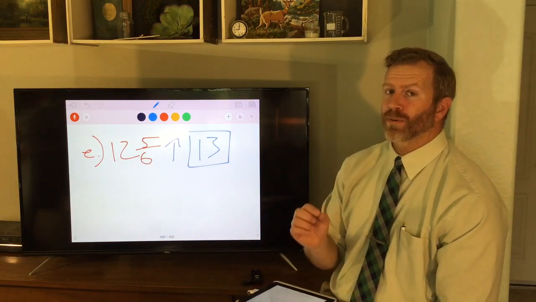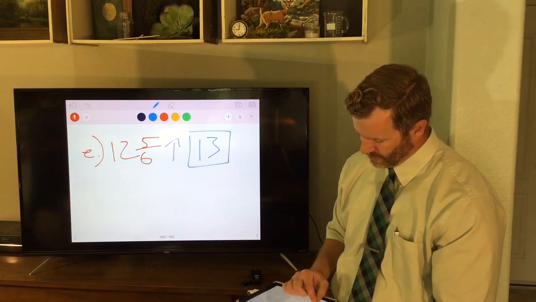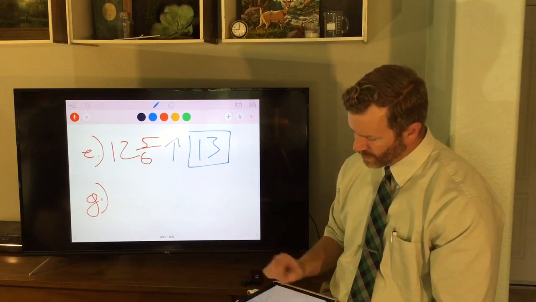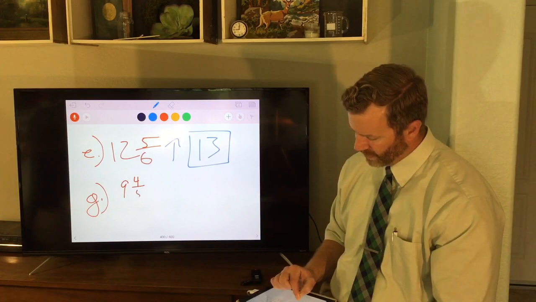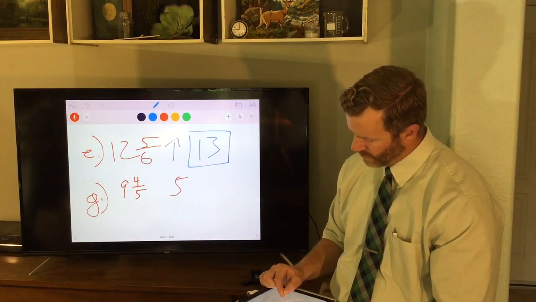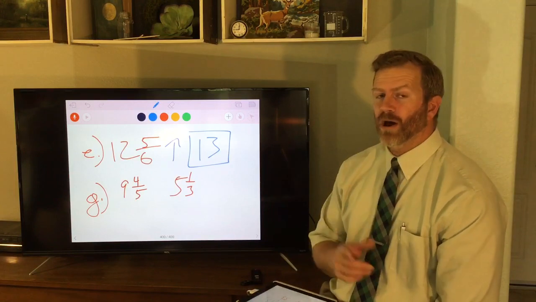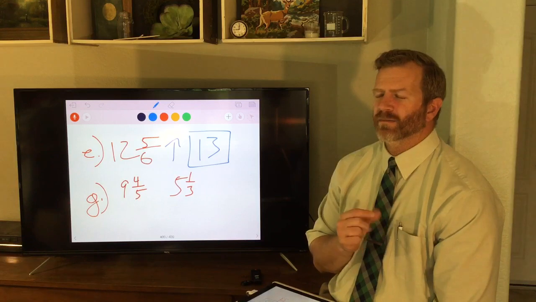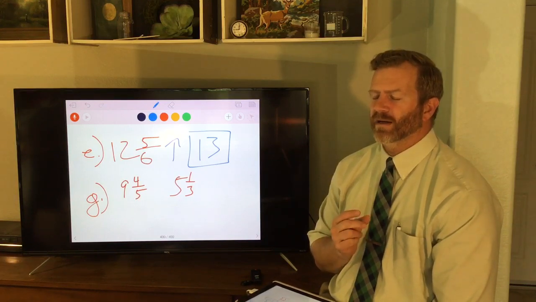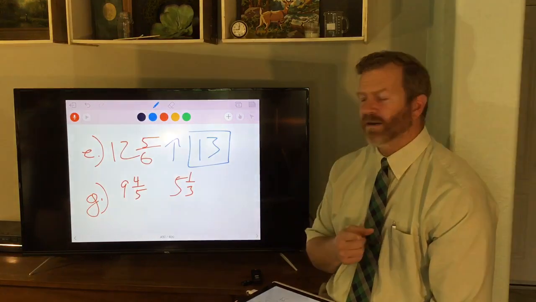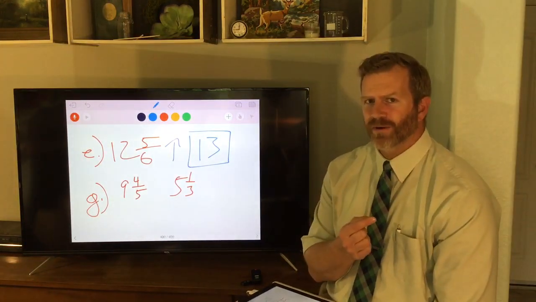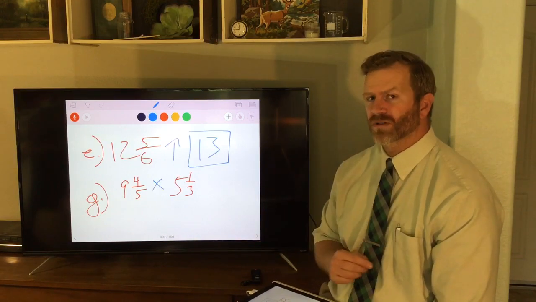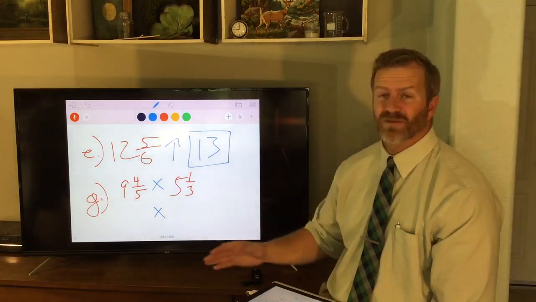Check out G. So we got a product going on here. So let's jump to G. Change colors here. It says, what is the product of 9 and 4/5 and 5 and 1/3? Now, product. Who can tell me what a product is? Caleb, tell me, man. If it's asking for the product, what are we going to do? That's right. We are going to multiply. But they want us to estimate before we multiply.